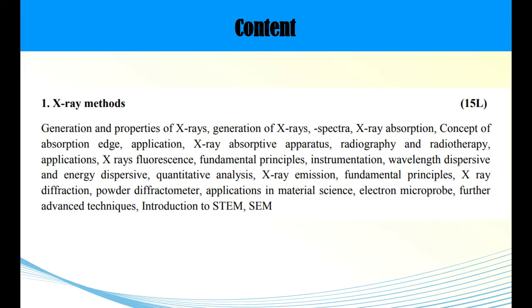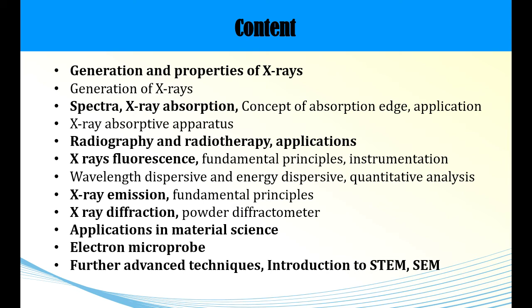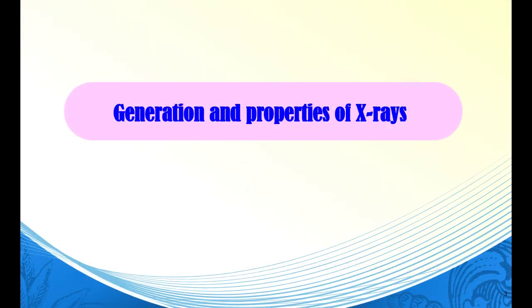So this is the complete content of your unit, in which we are going to see X-rays, their generation, production, properties, different concepts, radiography, X-ray fluorescence, X-ray emission, diffraction, application of these X-rays in material science, electron microprobes, and further advanced techniques like AFM, STEM. Today we will start our first point. It is generation and properties of X-rays.